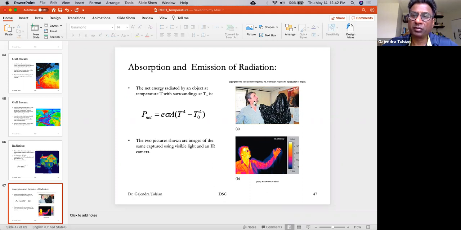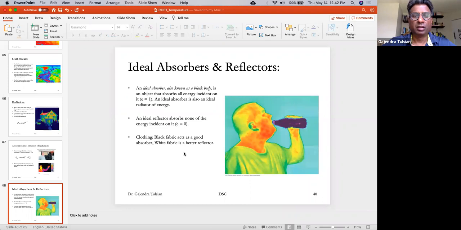So here's a picture taken using visible light, and here's a picture taken using infrared light. Okay, and the infrared light is able to get through this garbage bag. So the emissivity is 1 for an ideal absorber, also known as a black body. And an ideal reflector is where the emissivity is 0. So any radiation falling on the object is reflected.